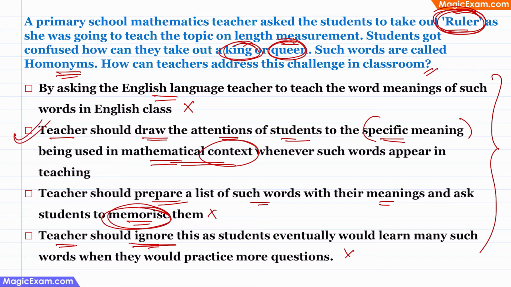That is, when the teacher is teaching this particular lesson, when she says ruler and students ask her, why are you talking about a king or a queen? Then she has to explain, no, ruler means a scale, right? Therefore, she is teaching what is the specific meaning of this word in the context of that lesson and in the context of mathematics. So option 2 is the correct answer.